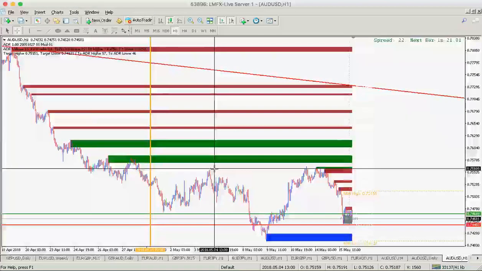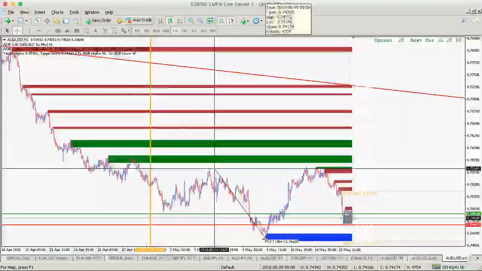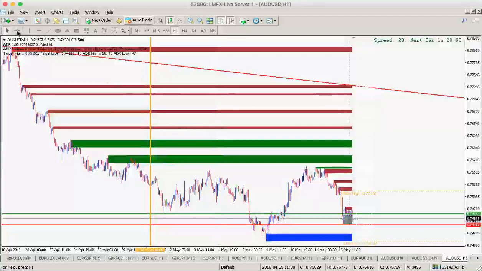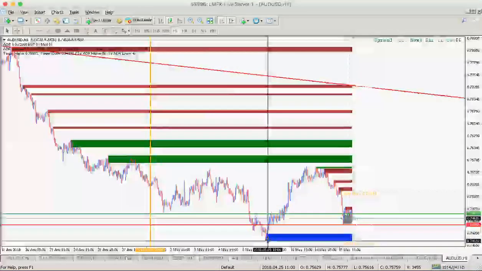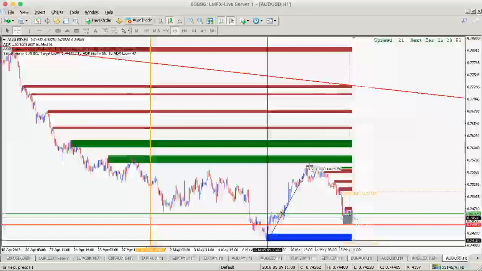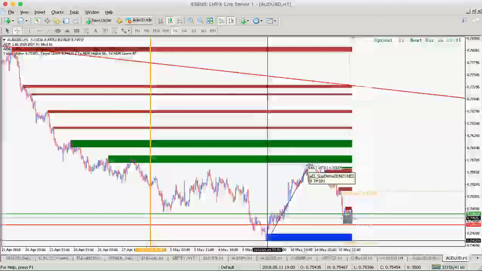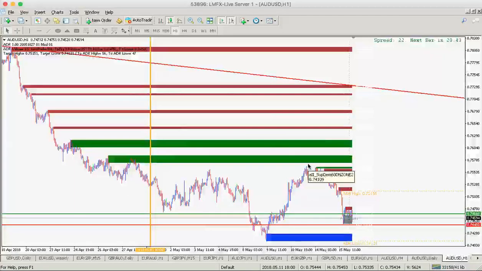Then it dropped from that 90 pip rise and fell for about 145. Then it rose for about 155 pips. So which means in totality, it had almost 300 pip push to the upside, just not in totality.